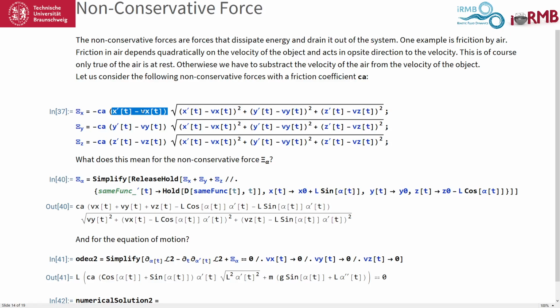So the Vx is the velocity of the air, because it is the velocity relative to the air, and this here, this Cx dash is the velocity of the particle in a laboratory frame of reference. So this is why we have to subtract the velocity of the air everywhere. And we do this for x, y, and z.